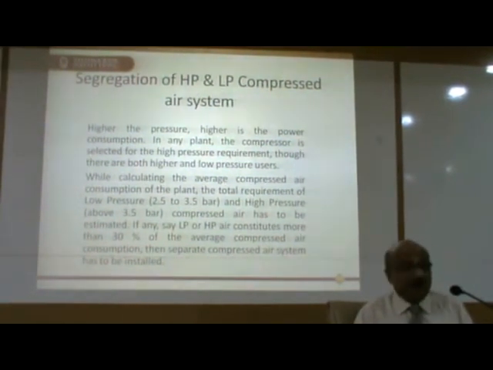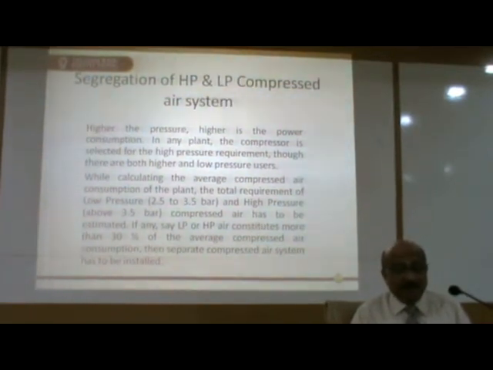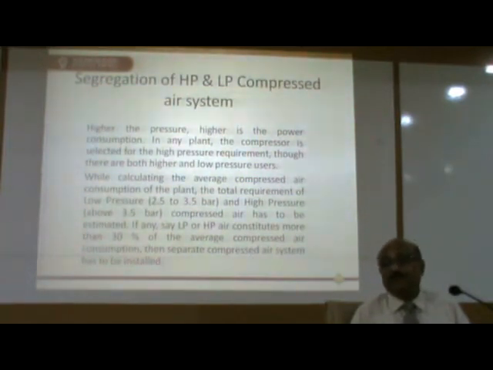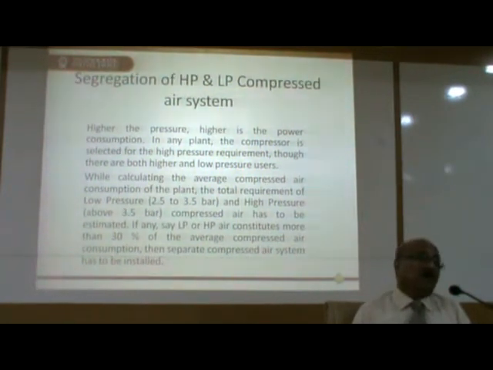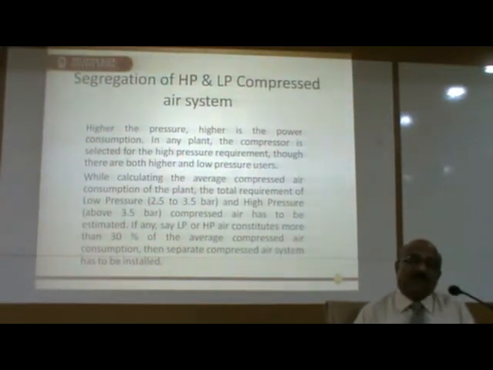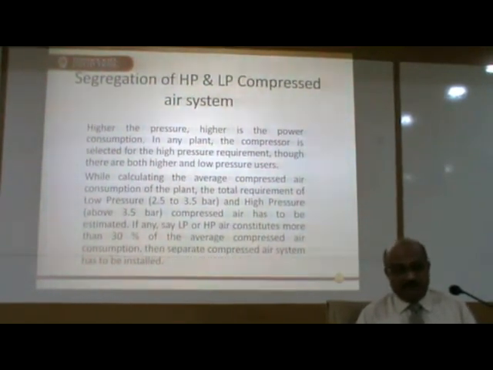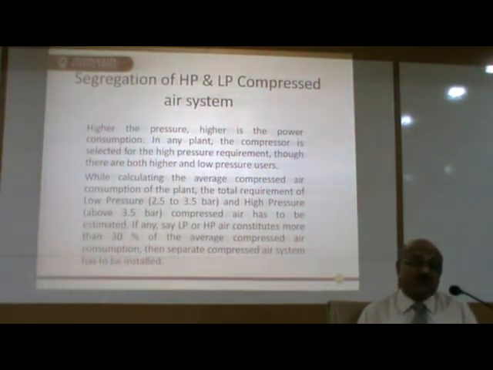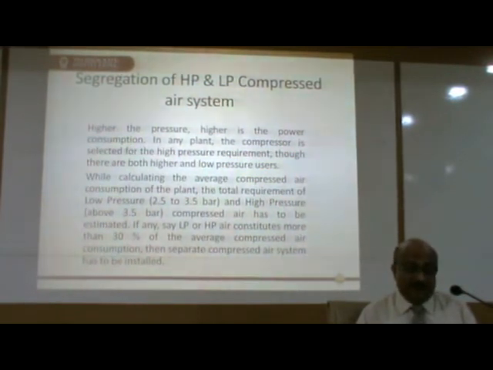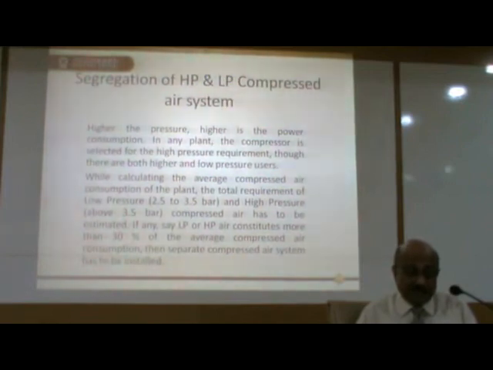The higher the pressure, the higher the power consumption. In any plant, the compressor is selected for the higher pressure requirement, because high pressure can be reduced to low pressure with a pressure regulator, but from low pressure we cannot increase the pressure on the line itself. So in generation itself, high pressure compressed air is produced, and if it is required at low pressure, we reduce the pressure with the help of a pressure regulator. But care should be taken, it should be closely monitored, and the decisions should be correct. As I mentioned, the higher the pressure, the higher the power consumption.